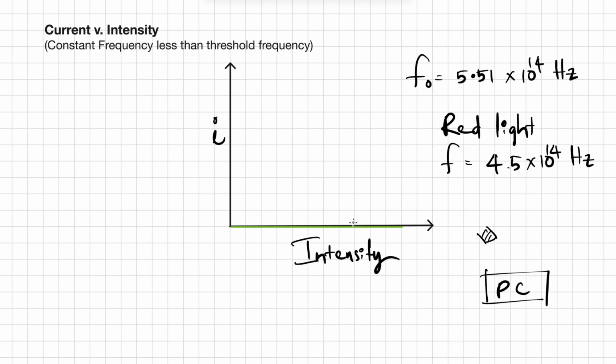So this graph is the relationship between current and intensity, but we are using an electromagnetic radiation that has frequency less than threshold frequency. No matter how intense the radiation is, there will be no photoelectric effect. So there will be no current in the circuit.